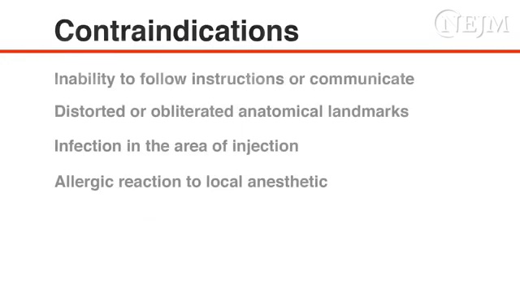Inducing peripheral nerve block for superficial hand laceration is contraindicated in patients who are unable to follow instructions and who are unable to communicate severe pain on injection of local anesthetic. Such pain is an indicator of intraneural injection, which can produce ischemic nerve injury. The administration of an anesthetic is also contraindicated in patients who have distorted or obliterated anatomical landmarks, who have an infection in the proposed area of injection, or who have a history of allergic reaction to the local anesthetic agent.